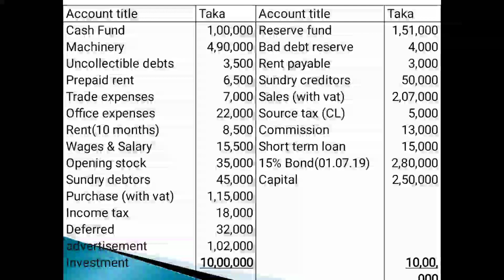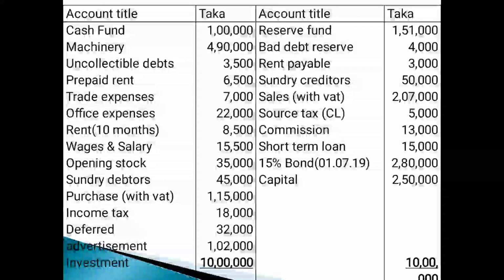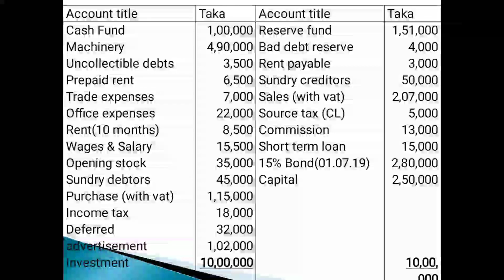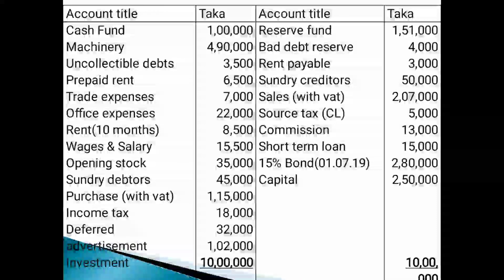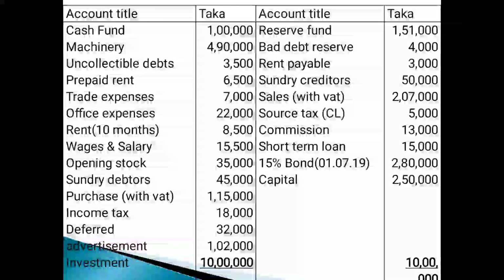10% bond, 15% bond, that is debenture, mortgage loan, bank loan, this is treated as long-term liability, but the available percentage and the taking date of the bond. So interest on bond is to be charged at the rate of 15% for 6 months. This amount is taka 21,000 for interest on bond, to be shown in other expenses and current liability.